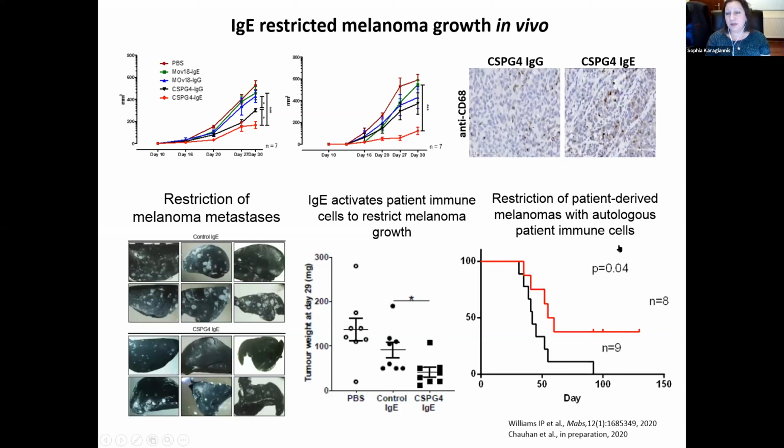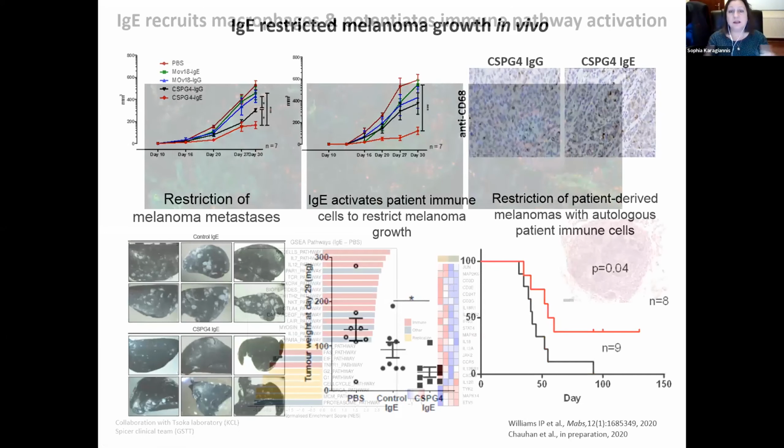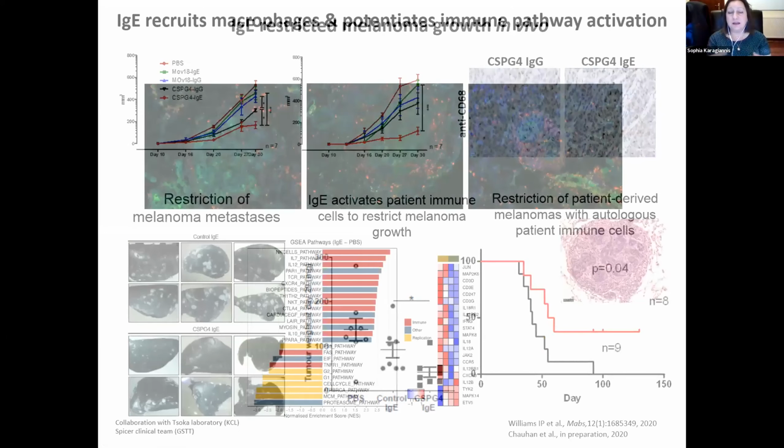And here in this last model, we used the patient-derived xenograft model designed from 2 patients' tumors with melanoma, using autologous immune cells from the same patient in this model. And we could see that the introduction of IgE improved the survival of these mice over time compared to controls. So this way we were able to show that 2 different antibodies of the IgE class against 2 separate targets in 2 different indications had an effect against cancer growth.